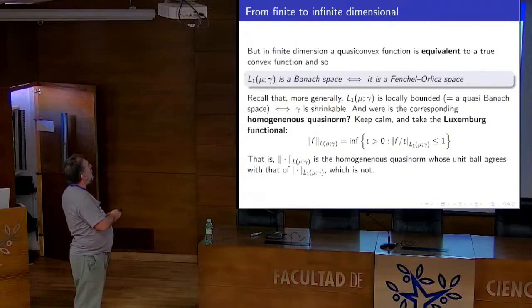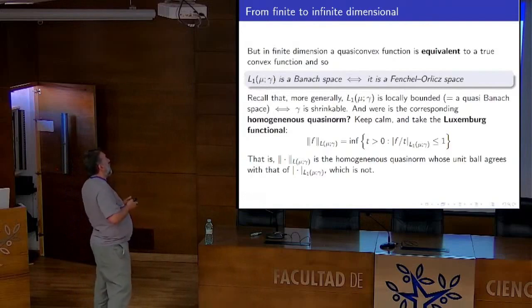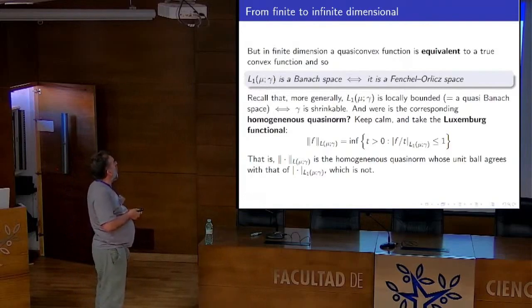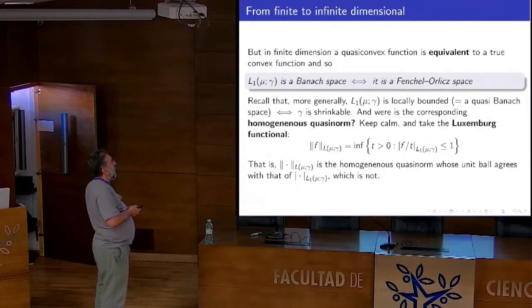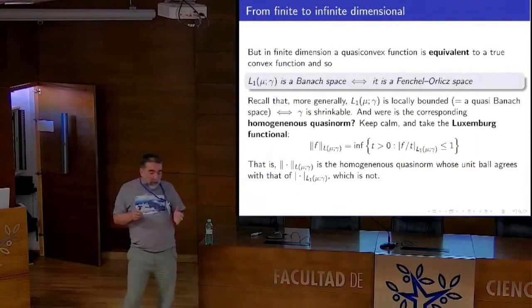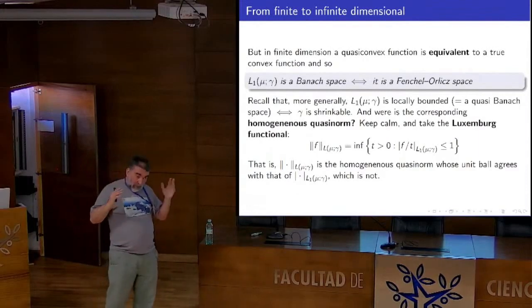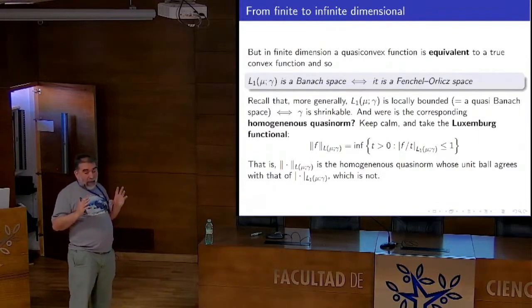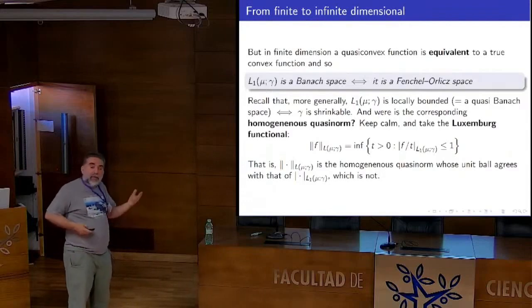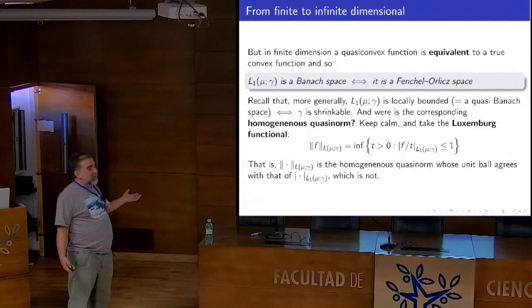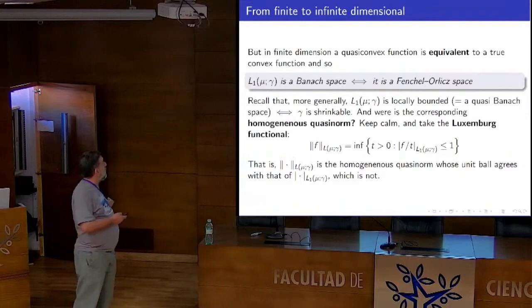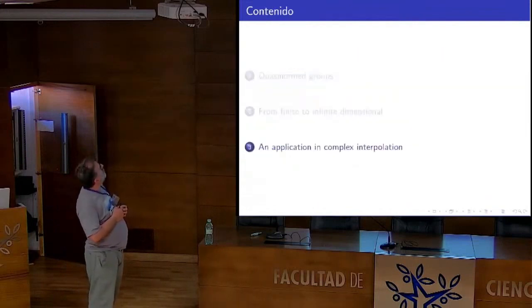So certainly you will prefer to handle a true norm, and so where is such a norm? Okay, you can use the Luxembourg functional, which is this: the original quasi-norm on the L1 quasi-norm. You take this infimum, and the result is that you get a homogeneous convex functional which has exactly the same unit ball as the non-homogeneous L1 norm. This is standard in the study of Orlicz spaces.